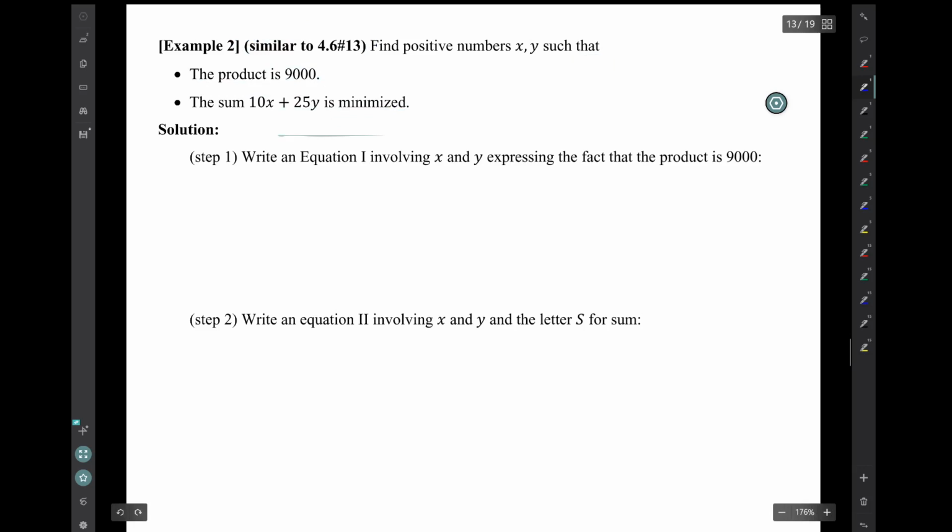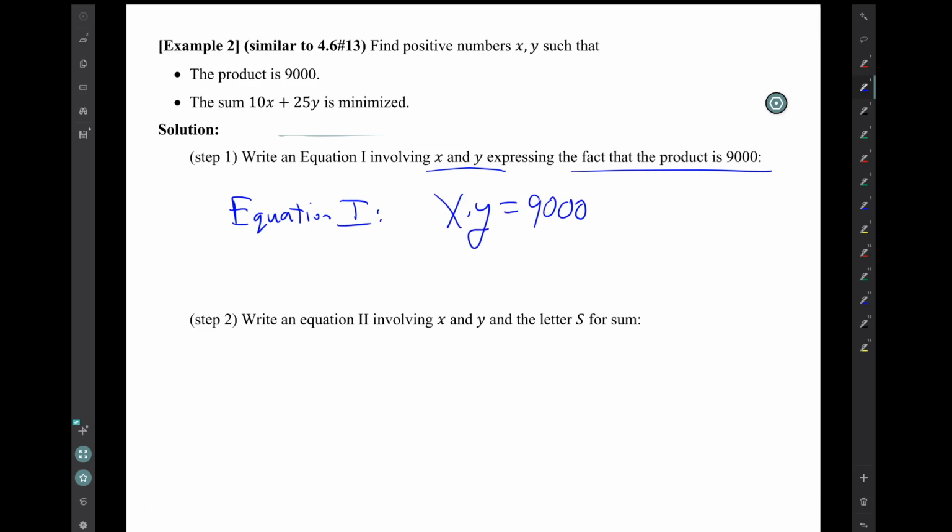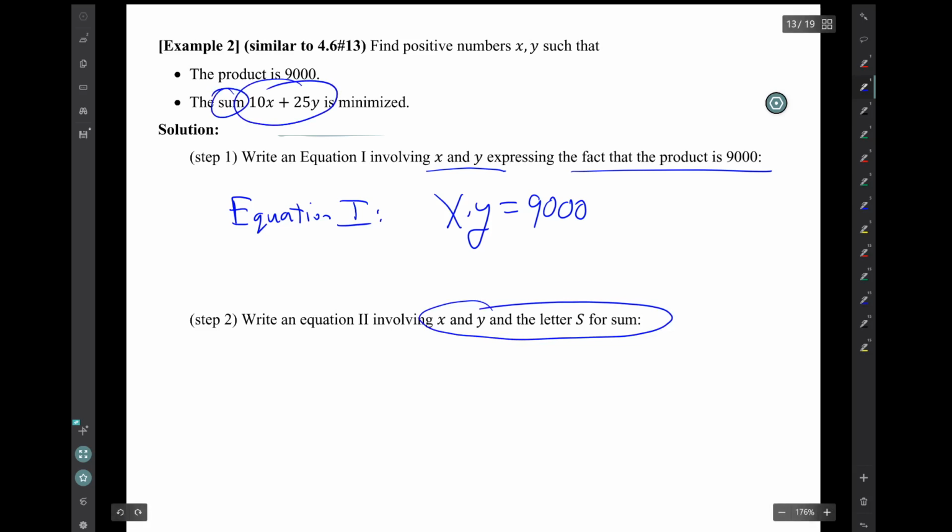We're going to take the exact same kind of approach. Step 1 is to write equation 1 involving x and y and expressing the fact that the product is 9,000. Well, that just becomes this. xy equals 9,000. Write an equation 2 involving x and y in the letter s for the sum. Well, the word sum is referring to this, so that is s.